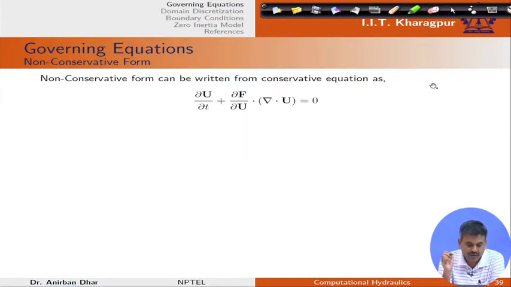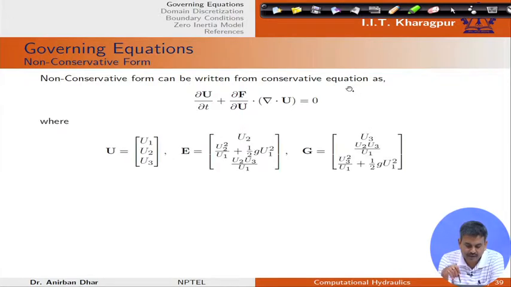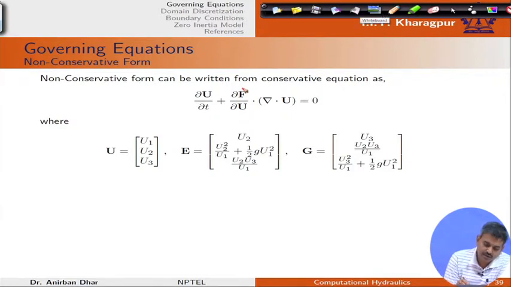So, the non-conservative form can be written from the conservative equation like this. In this case, obviously del F by del U, this term is again a vector. If we consider the one dimensional case, this is like a Jacobian, but in this case this Jacobian part is again a vector.